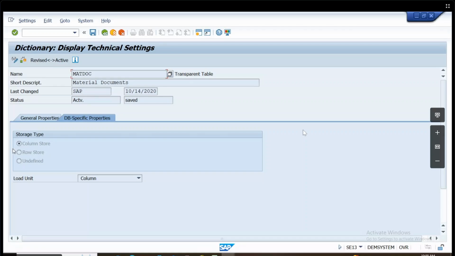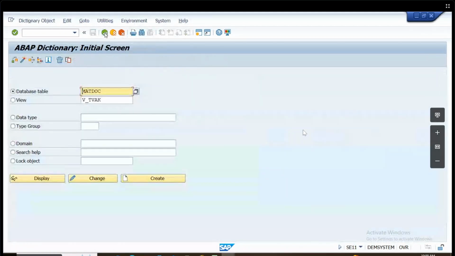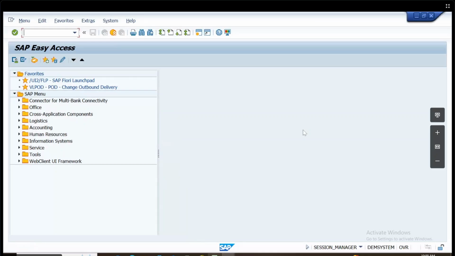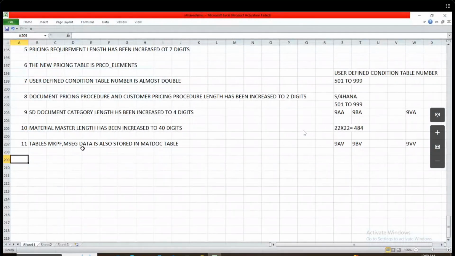So it's a column-based table, MATDOC. So for reporting purpose, it will be easy for you to get the data. So MKPF, MSEG tables in ECC, whatever data you have in that MKPF, MSEG, that will also update in MATDOC, which is a column-based table. And whenever we want any report related to material or stocks or inventory, we can use this single table for total information.